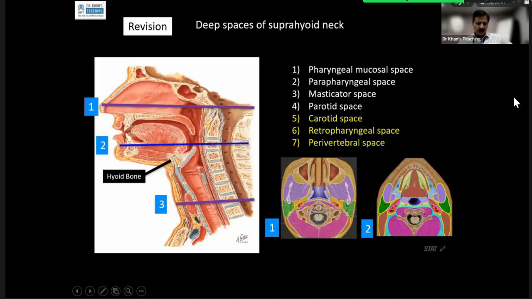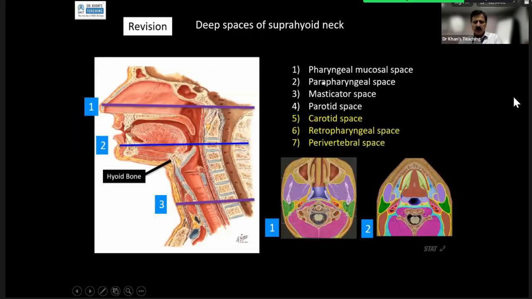Now, if you see here, this is a sagittal midline diagram of a human body, and you can see that the hyoid bone is here. Now, from here to here is the suprahyoid neck, and this is the infrahyoid neck. Now, the suprahyoid neck is divided into all of these spaces, which include pharyngeal mucosal space, parapharyngeal space, masticator space, parotid space, carotid space, retropharyngeal space, and perivertebral space. Now, masticator and parotid space we have already covered in the previous session.